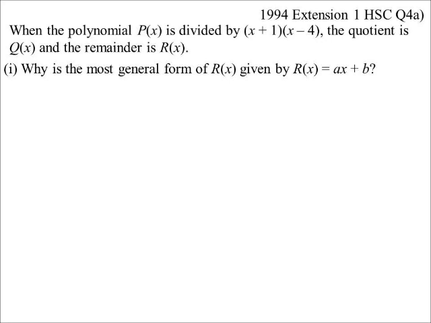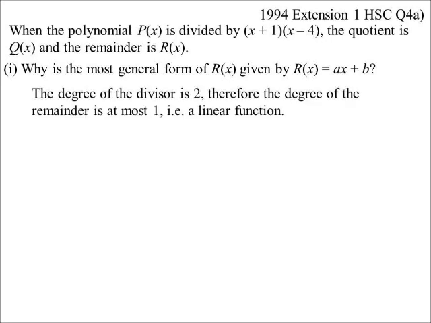So they're looking for something like this. If the degree of the divisor is 2, the degree of the remainder could be 1. I mean, it might not be, it might be 0 for all we know. But it could be a linear function, so the most general form would be ax + b, a linear function.